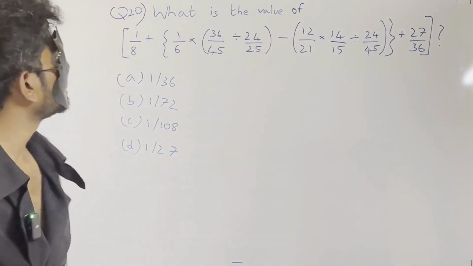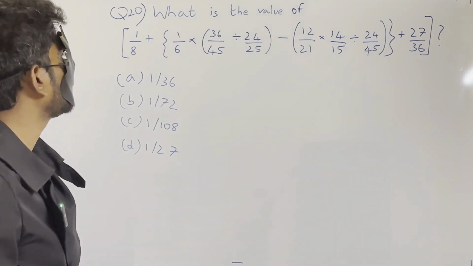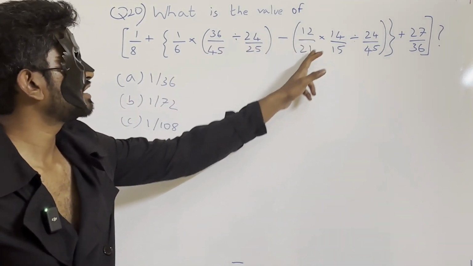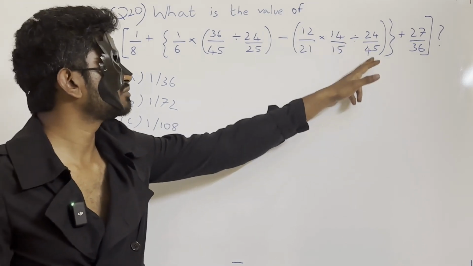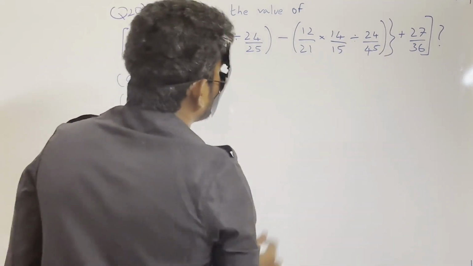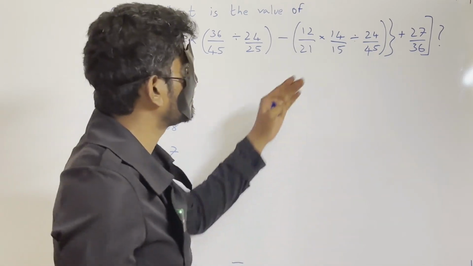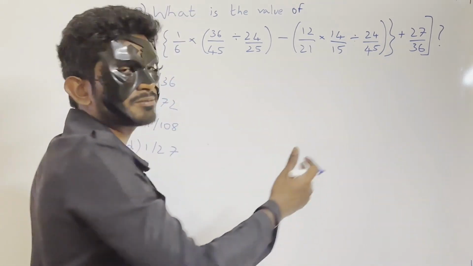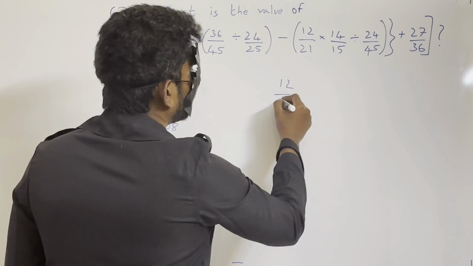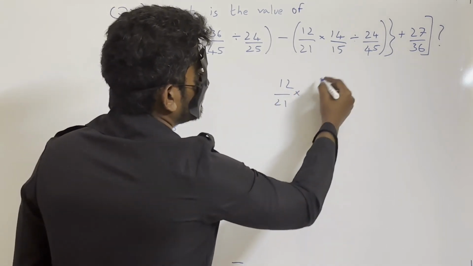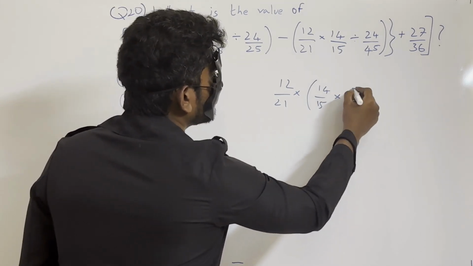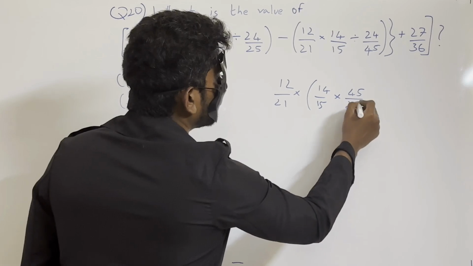So superhumans, next question is, what is the value of 1 by 8 plus 1 by 6 into 36 by 45 divided by 24 by 25 minus 12 by 21 into 14 by 15 divided by 24 by 45 plus 27 by 36. Here first let's solve this bracket. You must already be knowing board mass priorities where division has greater priority than multiplication. So here, solving this, we get 12 by 21 into, first priority should be given to division. So 14 by 15 division, it will be inverse, right? It will become the inverse fraction of that.